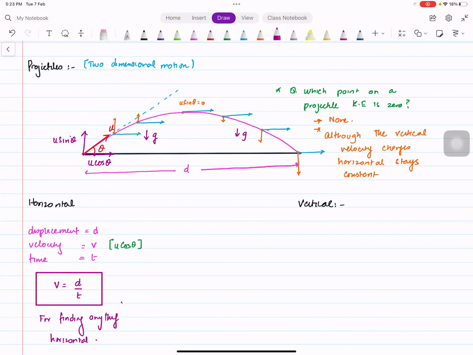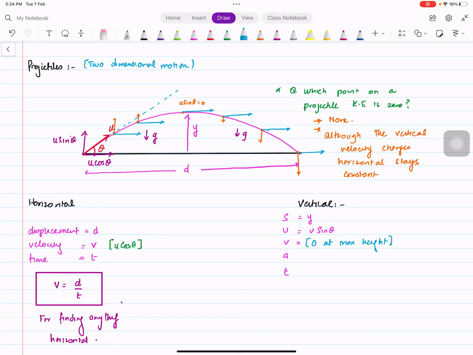Interestingly, there is no connection between horizontal and vertical except for one thing. So you need SUVAT here. In this one, displacement is the vertical one, wherever it is, so it would be y. Initial velocity will be u sine theta. And final velocity could be anything really, but it will be 0 at maximum height. So you will remember that.